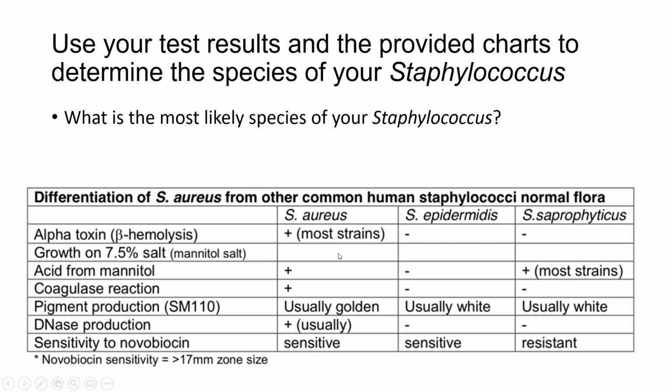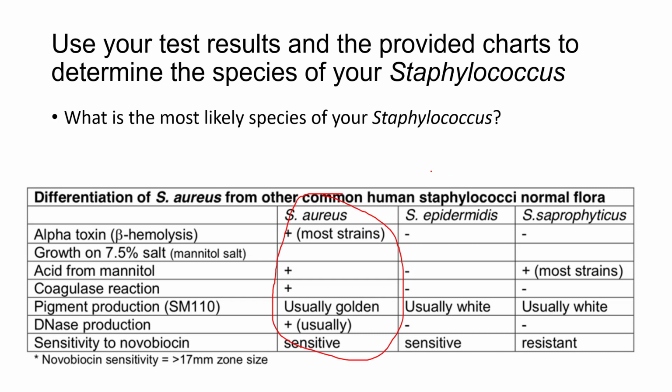Okay, so on this example, we had beta hemolysis. We had the Mannitol Salt Agar turned yellow, so that's a positive. We saw a coagulase reaction. We saw golden pigment on the SM110 agar. We saw a DNase positive, and we saw sensitivity to Novobiocin. So all of those things indicate that this was Staph aureus.